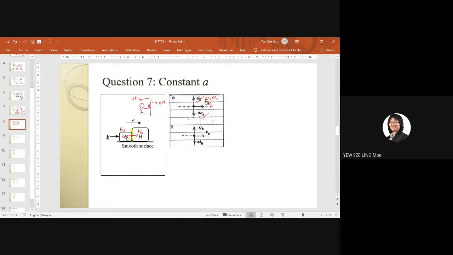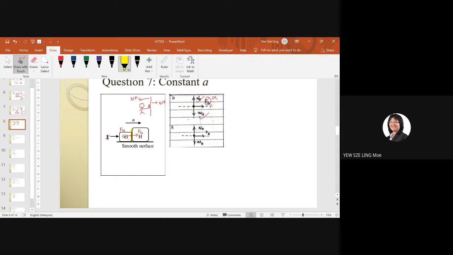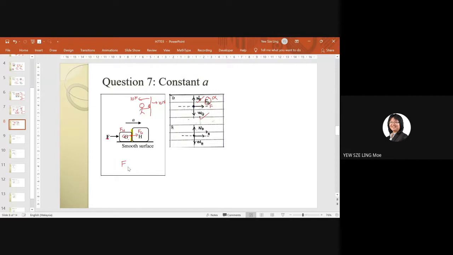So object G is pushing object H with a force Fg, and object H is pushing back with the same amount of force, but in the opposite direction. Therefore, what we know here is Fg equals negative Fh. So in your free body diagram, what should you do? Other than F, the external force acting on object G, it is at the same time being pushed back by Fh.